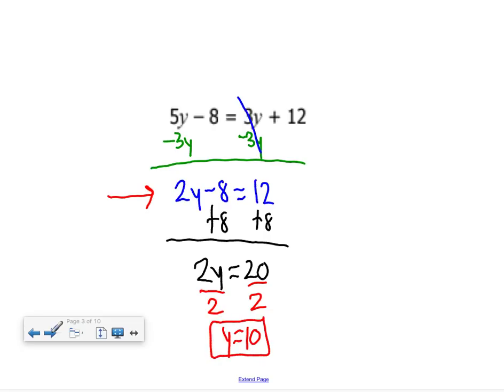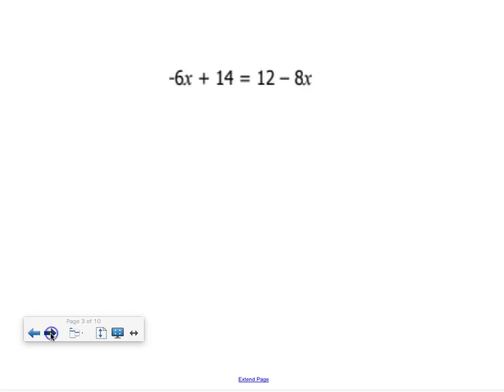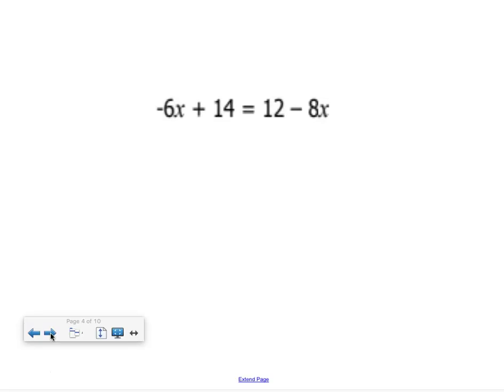Okay, that was good, right? Let's see what the next one is. Similar situation. So I look, step 1, do I have any parentheses for distribution? Nope. Can I add like terms on this side? Nope. What about this side? Nope. Okay. Step 3, bring your variables to one side. So I'm going to move my 8x over here. So how do I undo a minus 8x? Well, I'm going to add 8x. Add 8x, plus 8x.